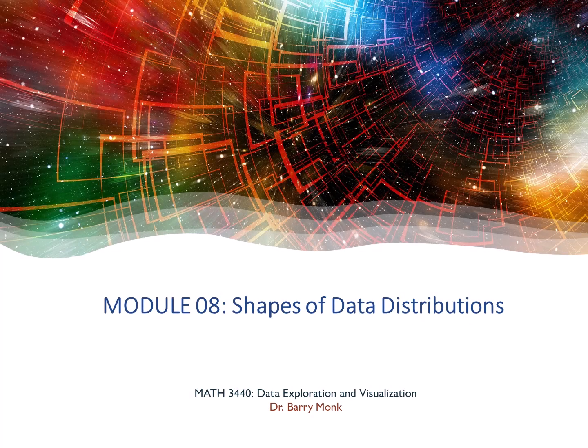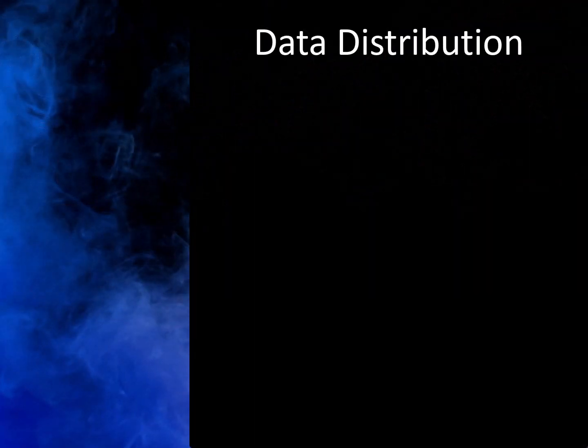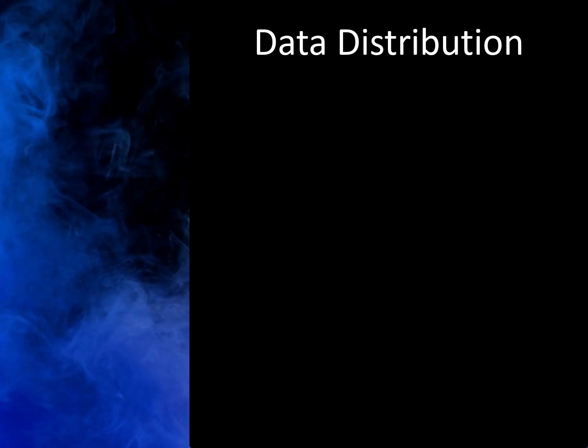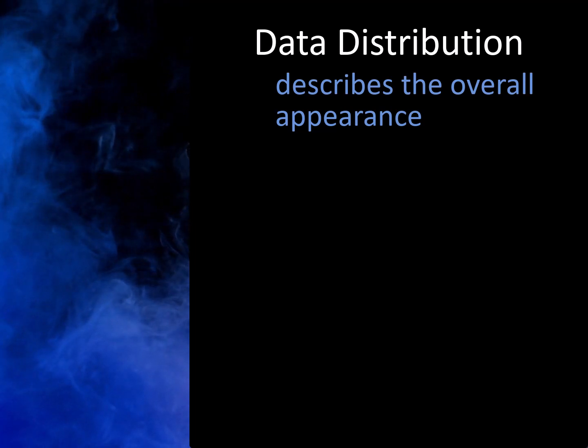In this lesson, we'll discuss some common shapes of quantitative data distributions and how they are related to various features we may observe in graphs or descriptive measures. A distribution refers to the way that data values are spread out or organized. In general, the shape of a distribution describes the overall appearance and may provide insight into characteristics and properties of the data.